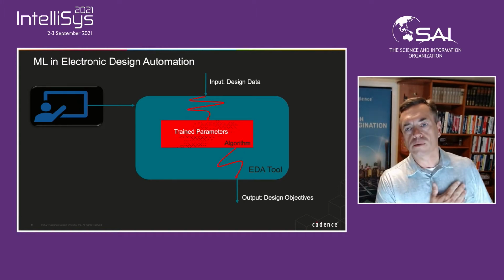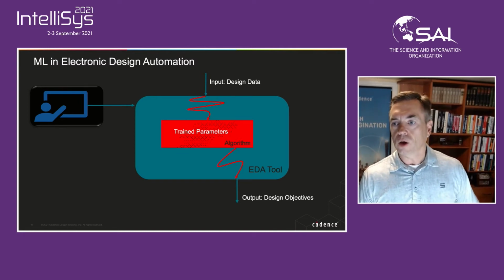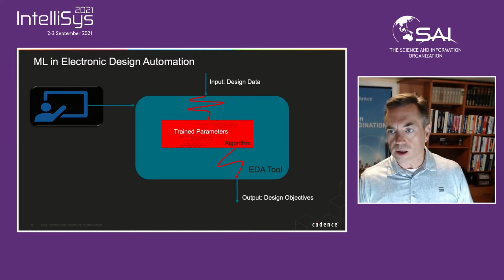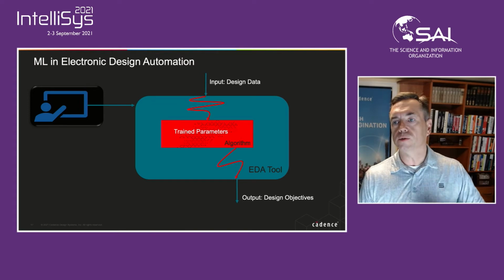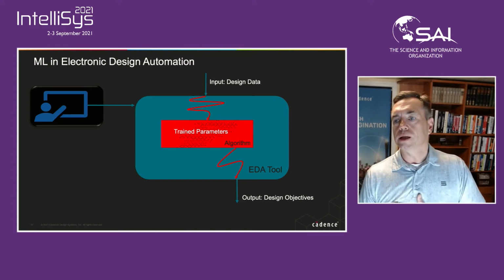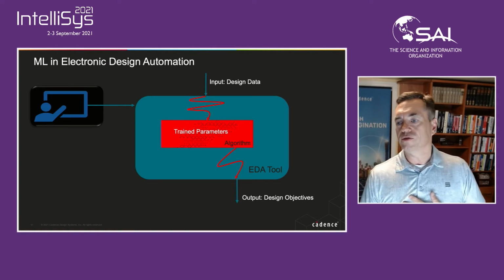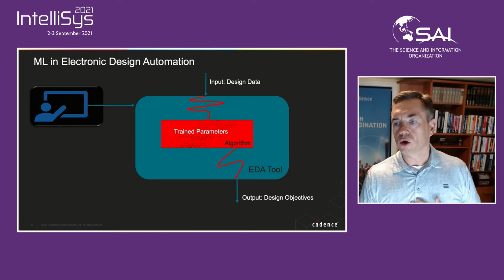And if you look at machine learning in electronic design automation today, you have design data as an input. For instance, the Verilog VHDL describing the hardware and the software description in C++ mapped onto it. And you put it into your algorithm, and you define the objectives. I want to have a certain power envelope. I have a certain cost I need to meet.